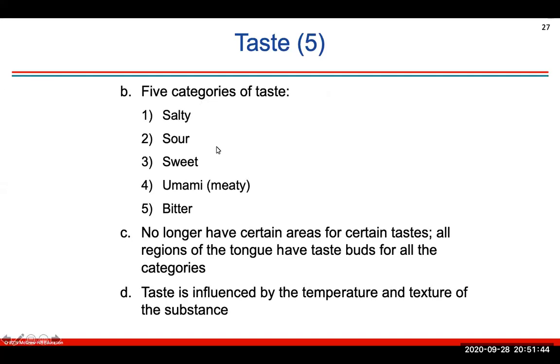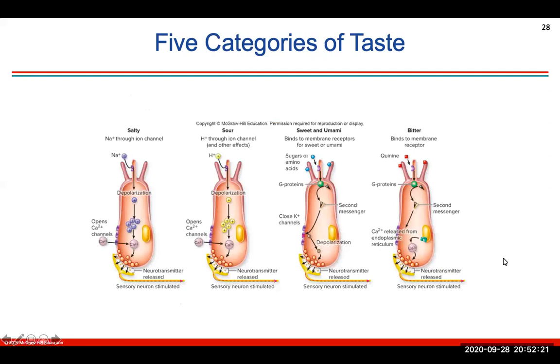There's 5 categories of taste: salty, sour, sweet, umami, which is like a meaty taste, and bitter. No longer do we have certain areas for certain tastes. All regions of the tongue have taste buds for all the categories. So in essence, I told you that there were spaces of the tongue that are only specific to certain tastes, but technically all regions of the tongue can taste every taste, just one might be smaller or stronger than the other. Taste will also be influenced by the temperature and the texture of the substance.